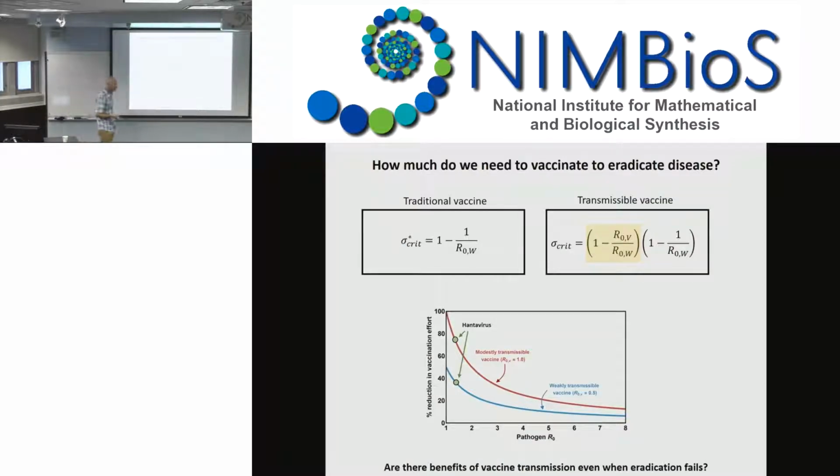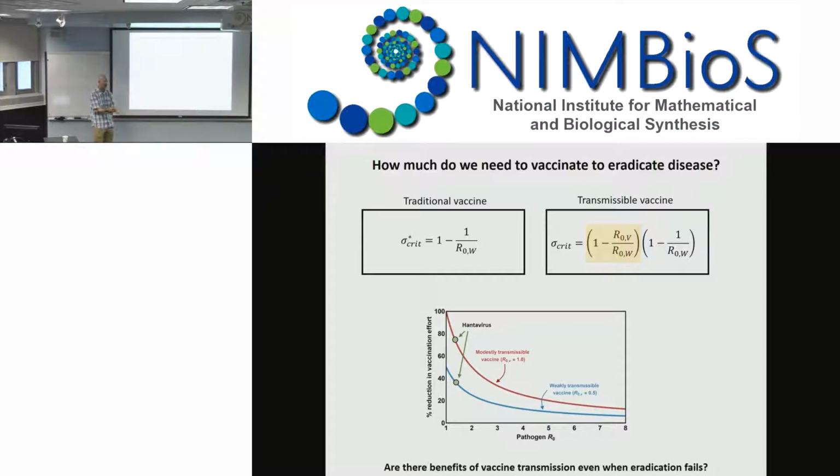So what we were able to do with this model is essentially solve for the eradication conditions. So what does it take in terms of vaccination effort to get rid of this pathogen? To, for example, get rid of hantavirus from the deer mouse population. And reassuringly, if there is no vaccine transmission, we recover the classical result, okay? So the rate at which you need to vaccinate the population is equal to 1 minus 1 over the R naught of the pathogen, the wild type pathogen, okay? So that's good. We want to recover the classical result.